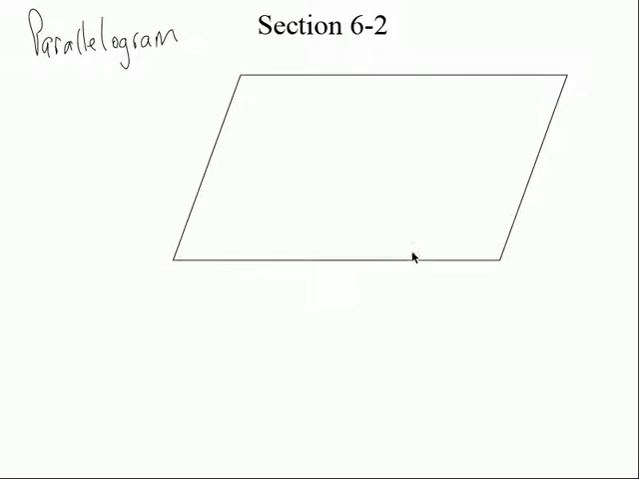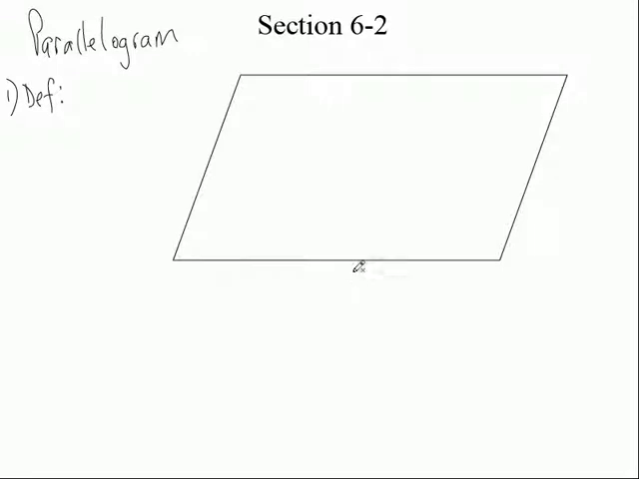The first thing we're going to learn is the definition of a parallelogram. I'm going to have a list of four or five different things right here. The first one is by definition. You're not going to have to memorize words for a definition, but this is basically the definition of a parallelogram. It's a quadrilateral, so you've got four sides, that has both pairs of opposite sides parallel to each other.